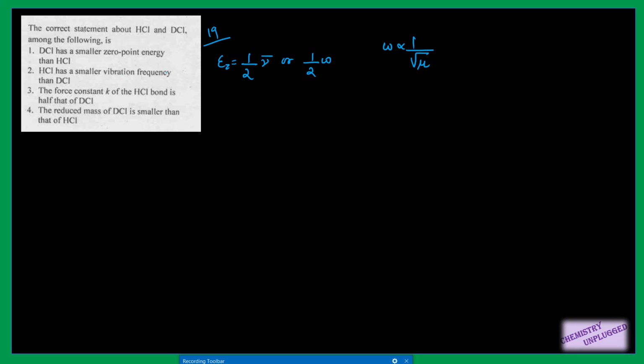HCl has a smaller vibrational frequency than DCl. This is wrong, right? Then third is the force constant K of the HCl bond is half that of DCl. We cannot say this directly from this equation. The fourth one is the reduced mass of DCl is smaller than that of HCl. This is wrong because reduced mass is m1 m2 upon m1 plus m2, and the mass will be higher for D. That is why it will be higher for DCl. So option 1 will be the correct answer, right?